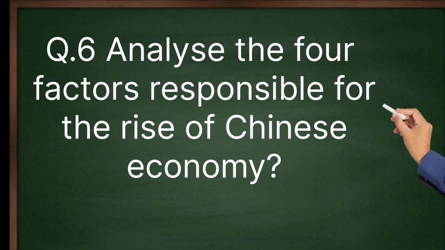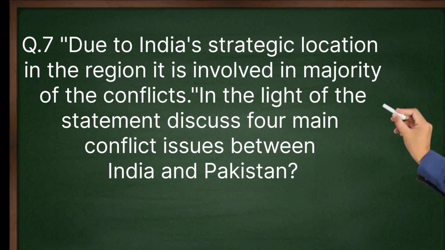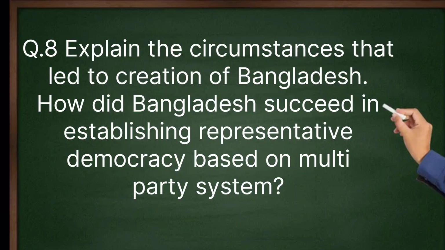Analyze the 4 factors responsible for the rise of Chinese economy. Due to India's strategic location in the region, it is involved in majority of conflicts. In the light of the statement, discuss 4 main conflict issues between India and Pakistan. Explain the circumstances that led to the creation of Bangladesh. How did Bangladesh succeed in establishing representative democracy based on multi-party system?